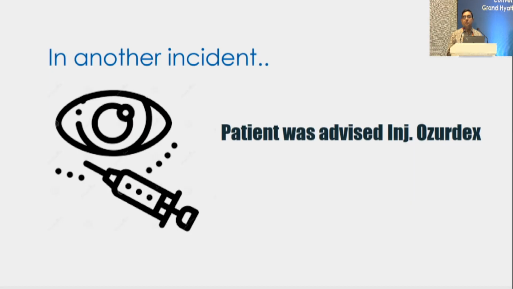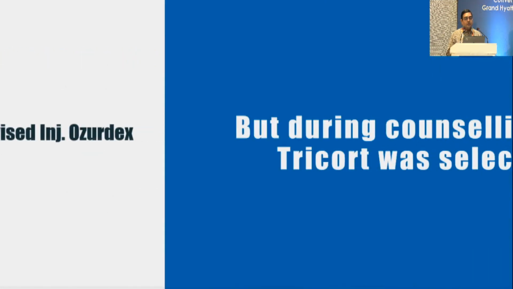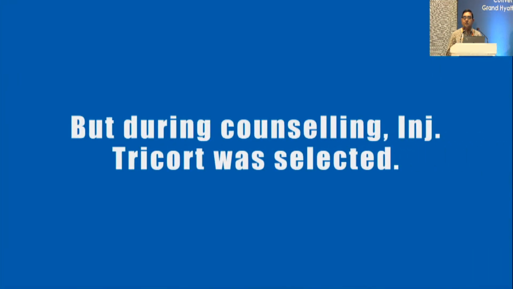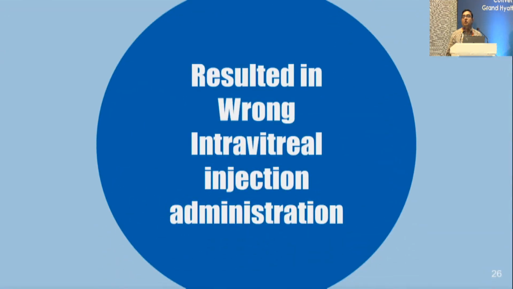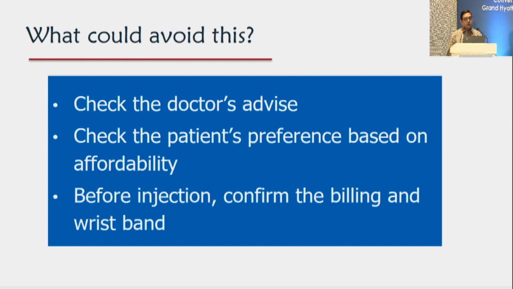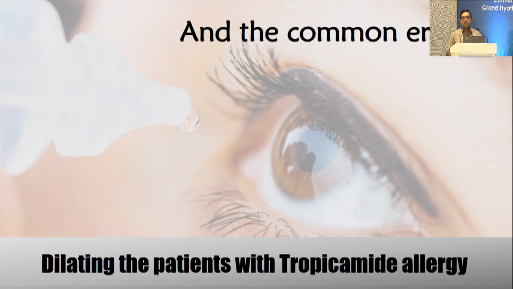In another incident, a patient was advised injection Ozurdex, and during the counseling, instead, Tricort was selected on the electronic medical records, and it resulted in a wrong intravitreal drug administration. So how could this have been avoided? You have to check the doctor's advice, check the patient's preference based on affordability, to see what the patient can afford. And again, just like surgery, before injection, confirm everything. Confirm from the case sheet what has been ordered, from the EMR what has been ordered, check the patient's identity, confirm the billing, confirm everything, and then administer.